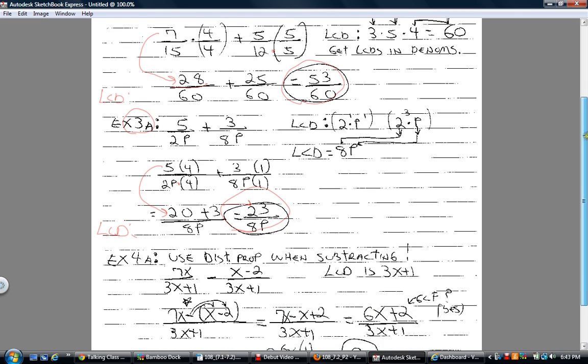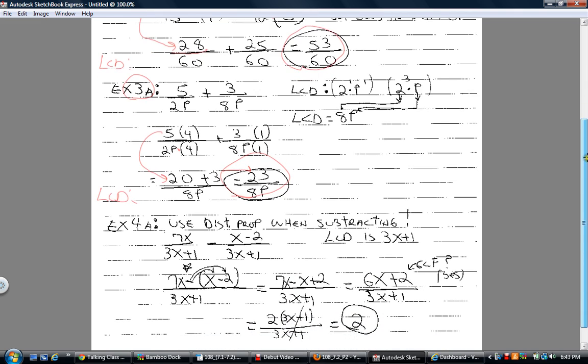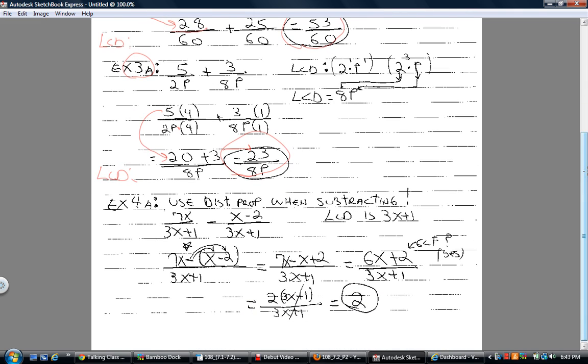Hopefully these words are helping you out here a little bit. Let's take a look at example 4A. This one's going to help us deal with subtraction using the distributive property when you're subtracting. Got subtraction of 2 rational expressions. I say, oh, good news. What can I say about those denominators? They are the same. So I'm going to keep the LCD, which was the denominator.